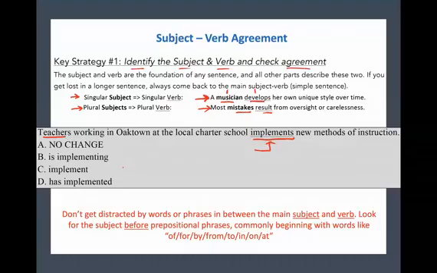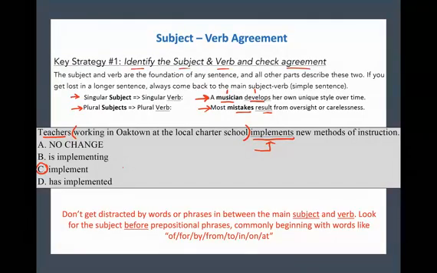So let me just take those two words out and state them together. Teachers implements, that doesn't sound right. Teachers implement, that's much better. The correct answer here is choice C. Teachers implement. Now, what I did there was I focused on the subject and verb and I ignored all of this. Okay, and this is a common setup where they're going to give you a bunch of distracting words in between.